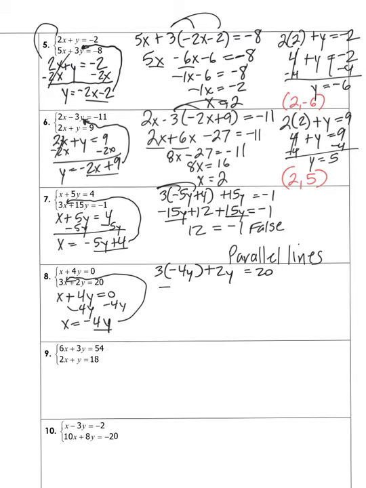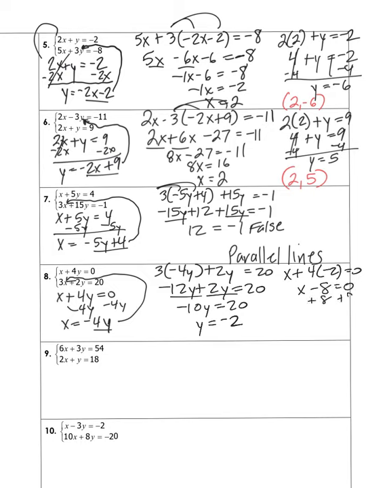3 times negative 4y is negative 12y plus 2y equals 20. Combine like terms, that's negative 10y equals 20. Divide by negative 10 and y equals negative 2. Now I'm going to substitute what y equals into the first equation and solve for x. 4 times negative 2 is negative 8. Add 8 to both sides, and x equals 8. The solution, (negative 2, 8).